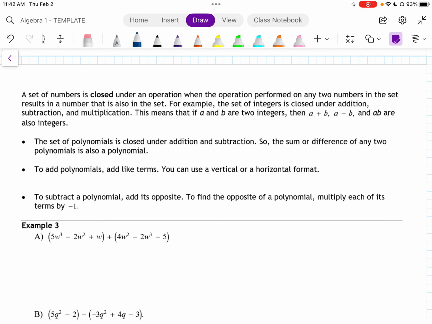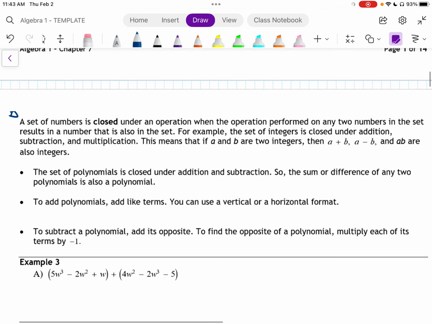So first off, we have this idea here. A set of numbers, right? A set is a grouping. A set of numbers is closed under an operation when the operation performed on any 2 numbers in the set results in a number that is also in the set. Okay, and the one that we're going to think about is the set of integers. So if you take 5 plus 3, right? 5 and 3 are both integers. That gives you 8. And 8 is also an integer, right? Addition of integers is closed, meaning that you add 2 integers, you get another integer. Hopefully that makes sense to us.